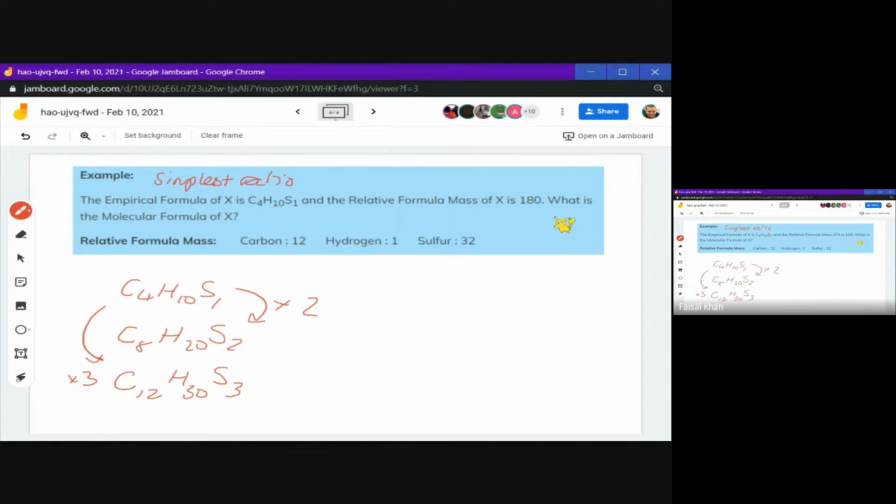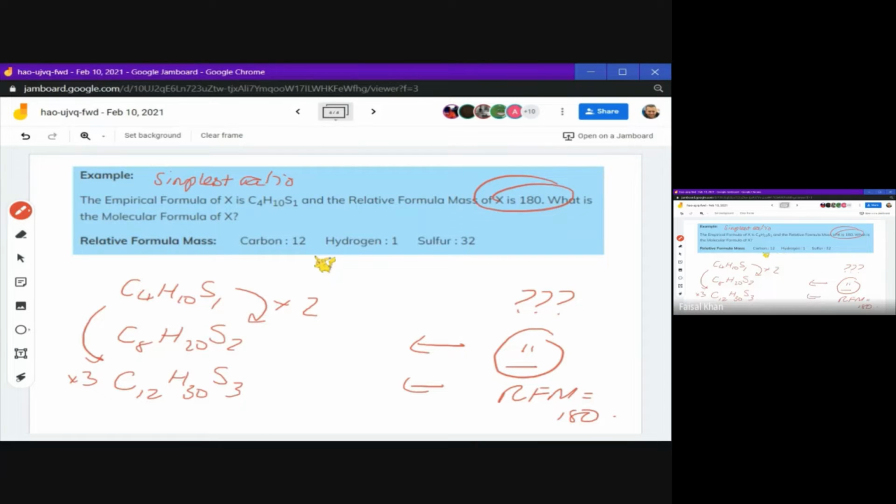The only other information we've got is that the relative formula mass of X is 180. So now we have to figure out which one of these has a relative formula mass of 180. We get given the atomic masses in the periodic table. So that looks like a lot of number crunching.